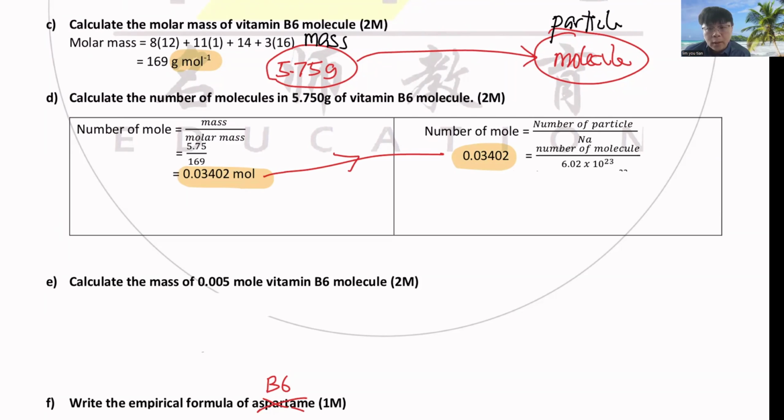0.03402. I don't take 3 significant figures because then it becomes 0.034, which looks like 2 significant. I take 4 significant in this case. You can standardize to 4 significant for every question, also okay. Then take your calculator and calculate 0.03402 times 6.02 times 10 to the power 23. See what you get?